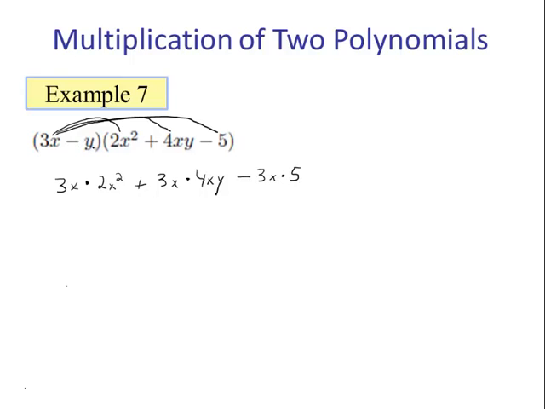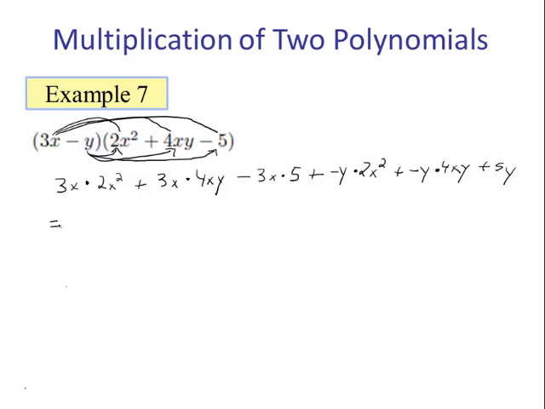Now we have to distribute the negative y, so we're going to take negative y times 2x squared, negative y times the second term, 4xy, and lastly negative y times the last term, so a negative y times a negative 5. Negative times negative is positive, so that's 5y.